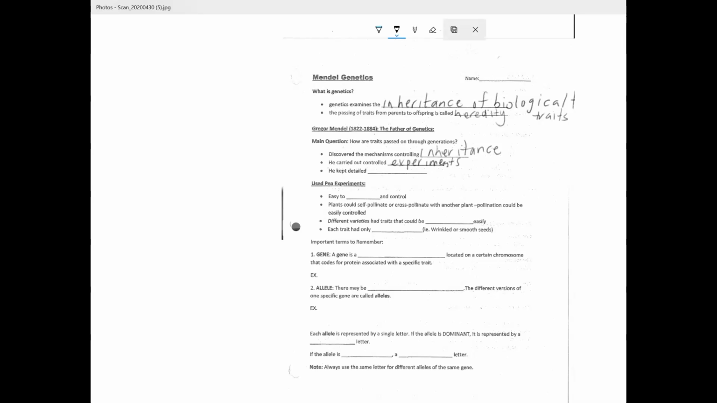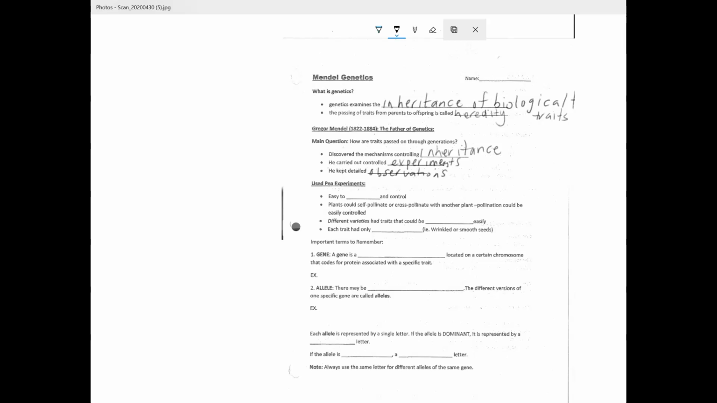And he kept detailed observations. Okay, and that was the key to the success of his investigations, that he kept very detailed observations of all those experiments that he carried out on pea plants.